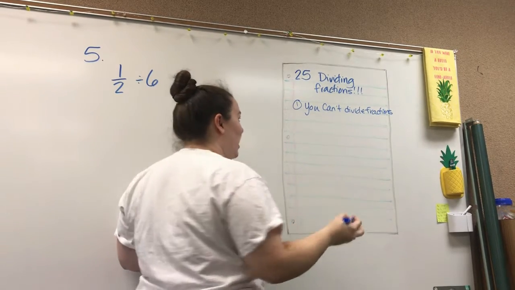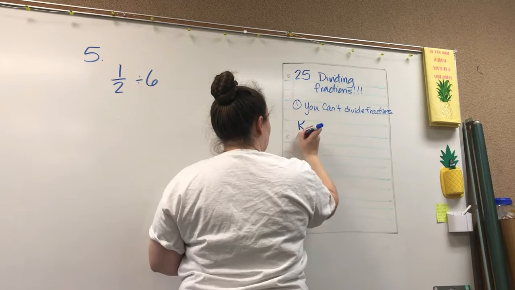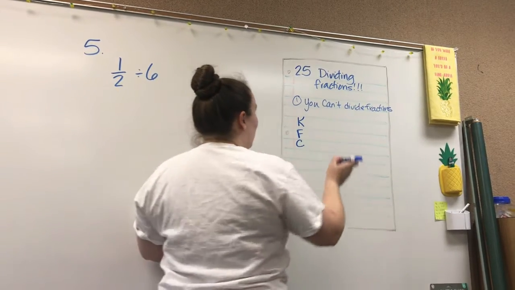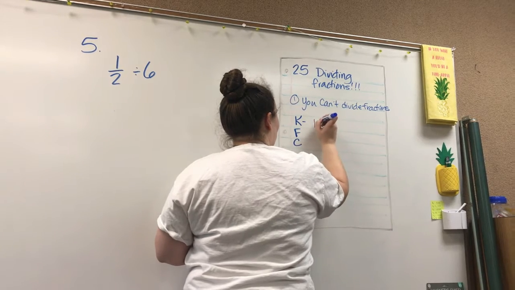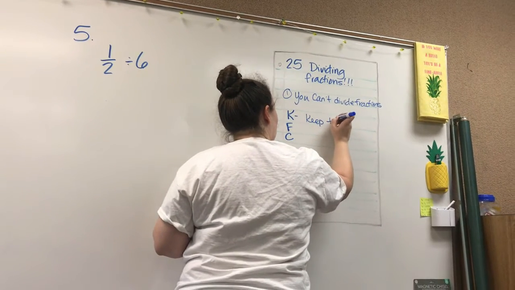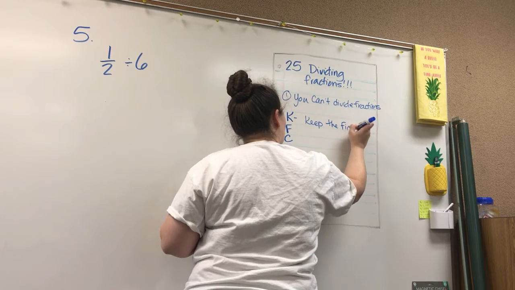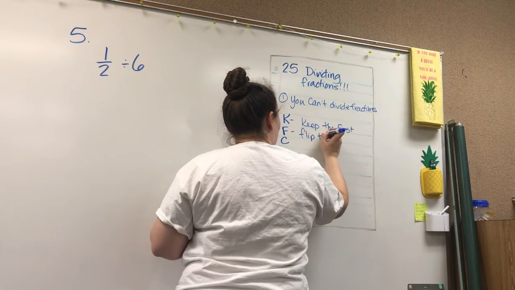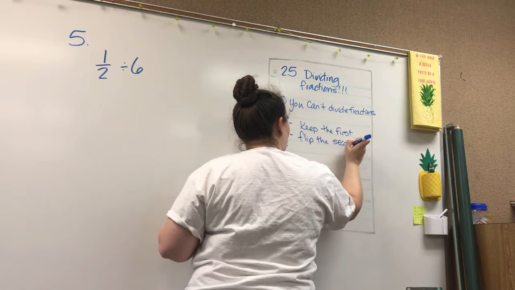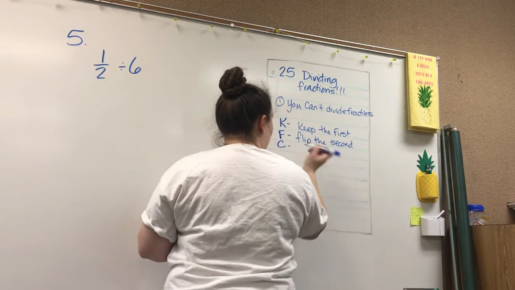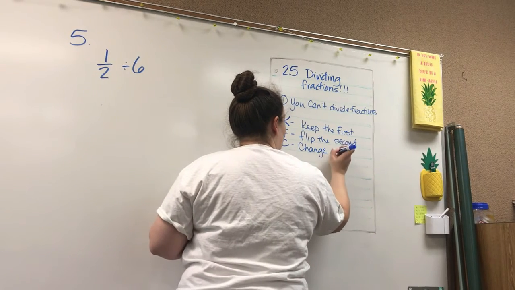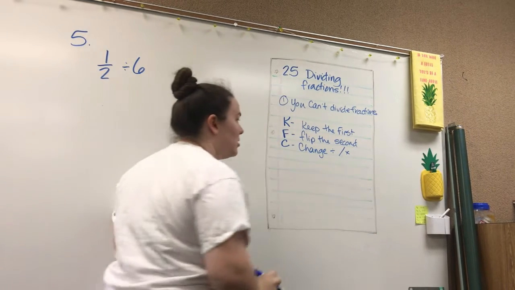And what I mean by that, you have to follow the KFC rule. If you know Kentucky Fried Chicken. So the K stands for keep the first. Second is flip the second. And third, for the C, is change. Change the division to a multiplication sign.